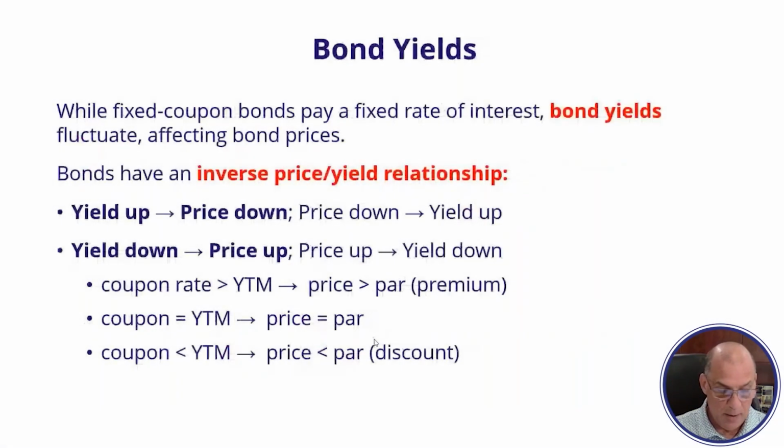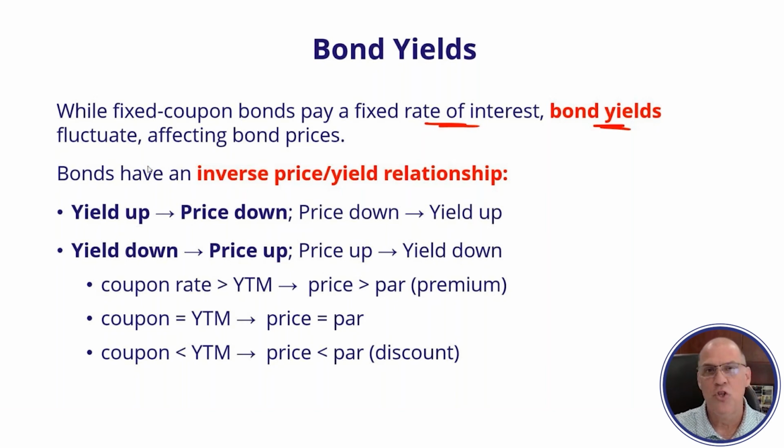Now, when we're looking at bond yields here, this is a very, very important slide. This one and the next one, because this one puts things in words and the next one's going to put it graphically for you as we go through. So while fixed coupon bonds pay a fixed rate of interest, the bond yields will fluctuate. You can see it's going to continually pay that $60 a year, as I've demonstrated, or that payment of $30 every 6 months.